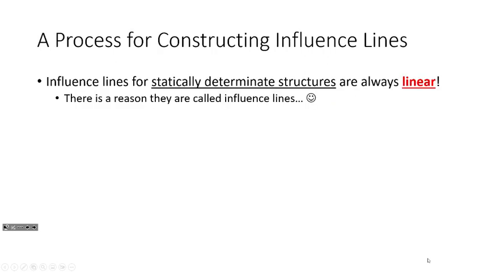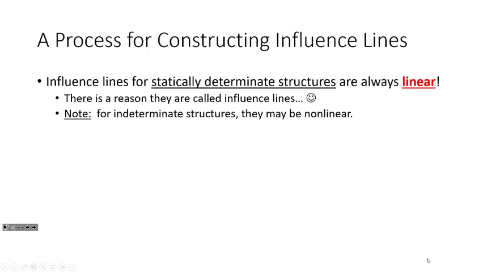All right. Now, we need a process for constructing them. Because if I give you a really complicated structure, we could just move the load and compute the reactions every foot or so, and that would get to be a ginormous pain. Okay? But, again, let's keep some things in mind. Influence lines for statically determinate structures are always linear. There is a reason they are called influence lines, because they're linear for determinate structures.